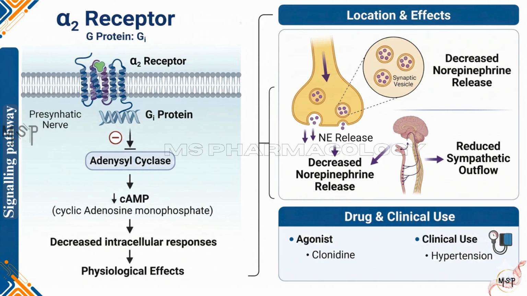Next are the alpha-2 receptors. These receptors are coupled to Gi proteins and are located mainly on presynaptic sympathetic nerve terminals. Their activation inhibits adenylyl cyclase and decreases the release of norepinephrine. This negative feedback mechanism reduces sympathetic outflow. A clinically important drug acting on alpha-2 receptors is clonidine, an agonist used in the management of hypertension.